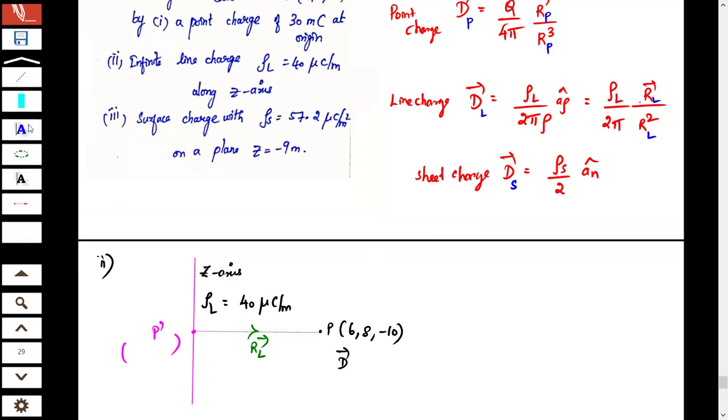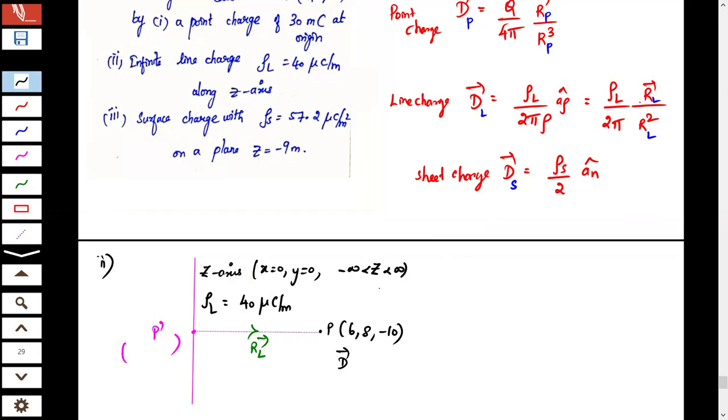So when we consider the z-axis, the equation of the z-axis should be given as x is equal to 0, y is equal to 0, and z can take any value from minus infinity to plus infinity. So everywhere on this line, the z-axis, the x value is 0 and the y value is 0. The value of z will be taken corresponding to the point P because we have drawn a perpendicular from the point P. So when we draw a perpendicular from point P, the z coordinate of P will be the same as the z coordinate of P dashed.